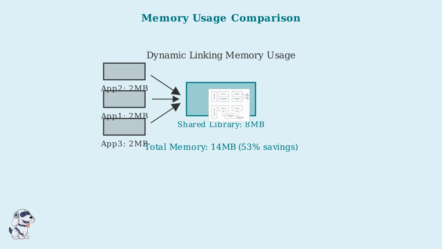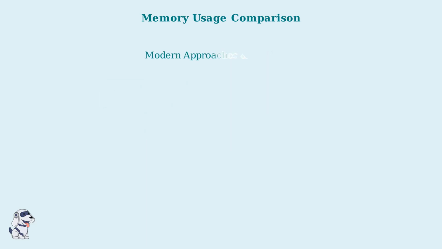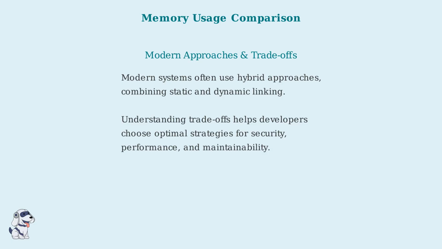This visual comparison shows how dynamic linking reduces executable sizes and enables shared memory usage across applications. Modern systems often use hybrid approaches, blending static and dynamic linking to balance benefits and drawbacks. Understanding these trade-offs helps developers make informed design decisions and choose the optimal linking strategy for their specific needs, considering factors like security, performance, and maintainability.